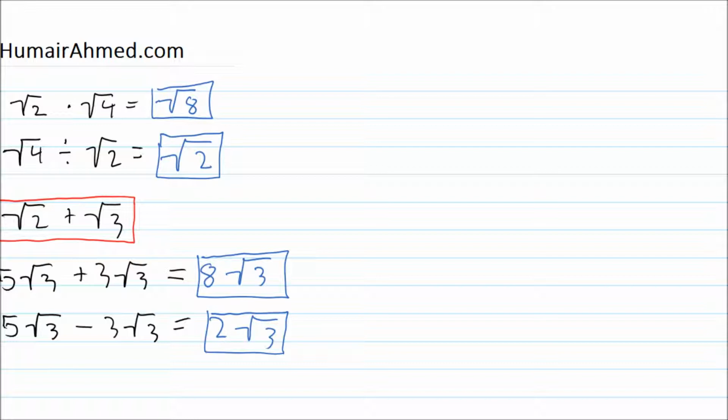Now, I used square roots here, but I also could have used cube roots or fourth roots. And let me just demonstrate that. I'll keep the same problem and I'll change it to a fourth root. So 5 times the fourth root of 3 minus 3 times the fourth root of 3 equals 5 minus 3, which is 2, times the fourth root of 3. And that's our answer.